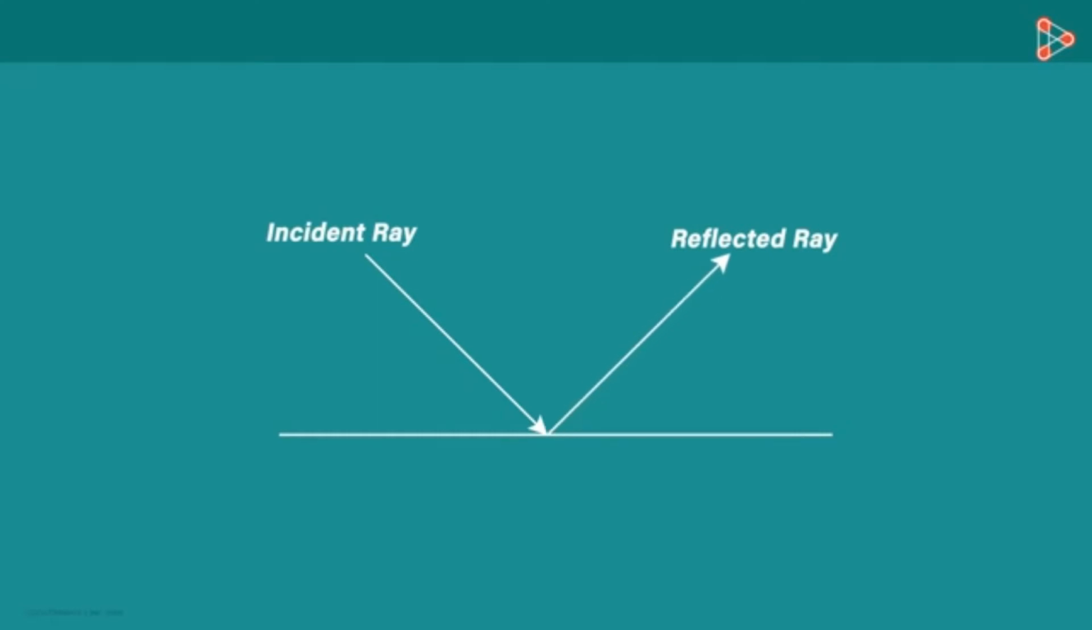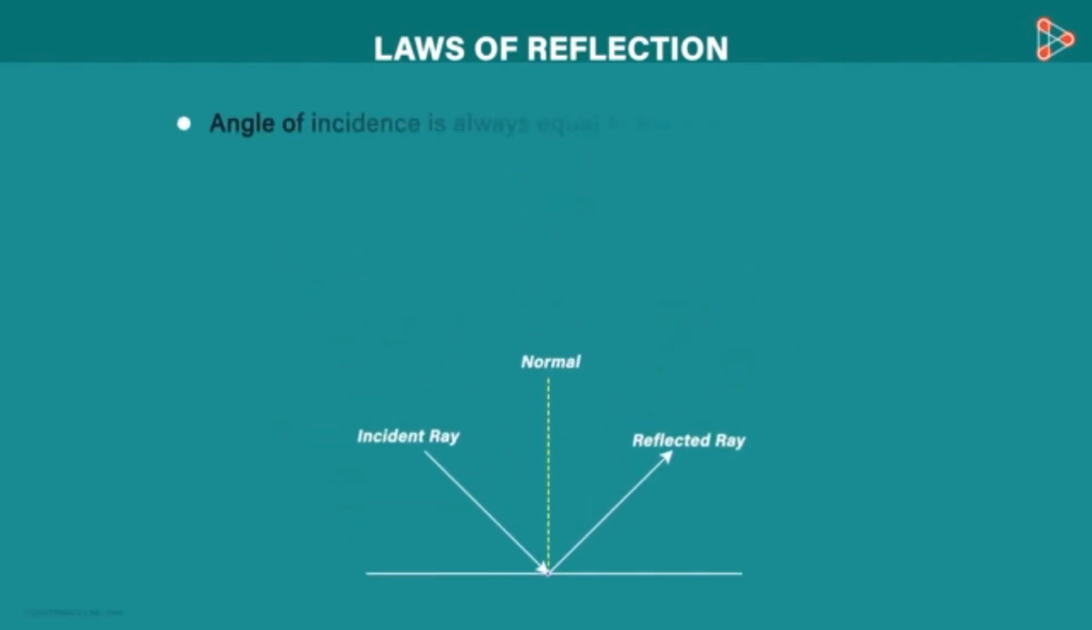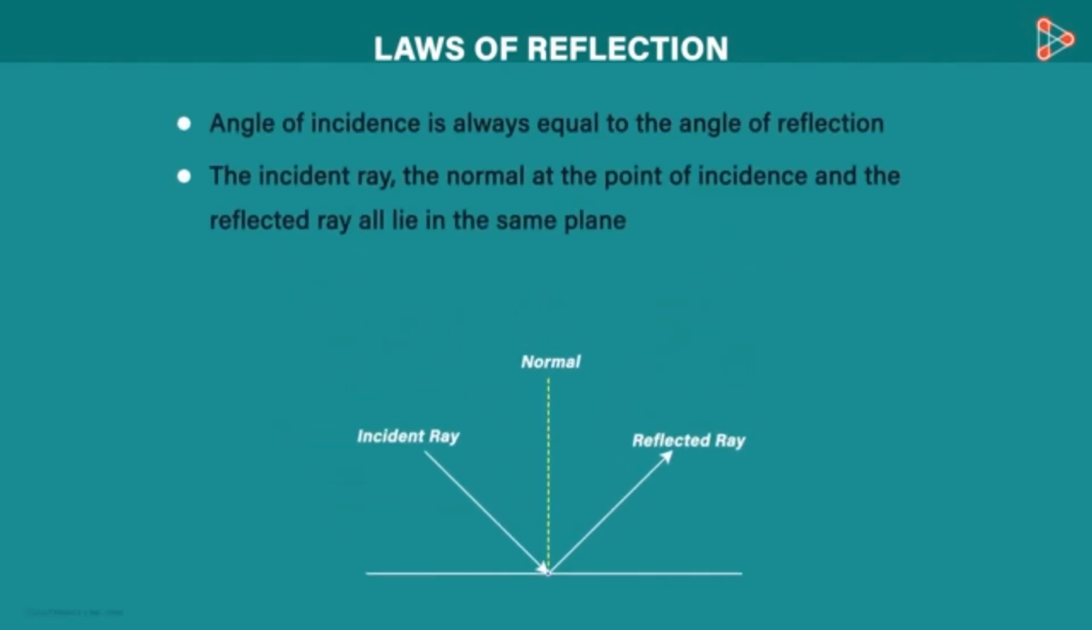Why only in this direction? This is because rays of light obey certain laws of reflection when they strike any surface. Draw a perpendicular to the surface at the point of incidence. This line is also called the normal. Here are the two laws of reflection that any light ray obeys.